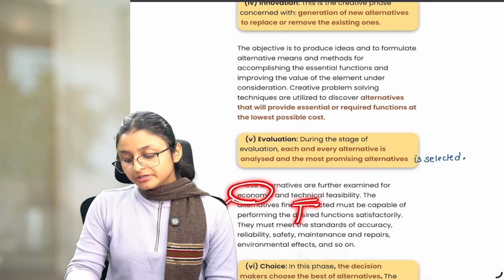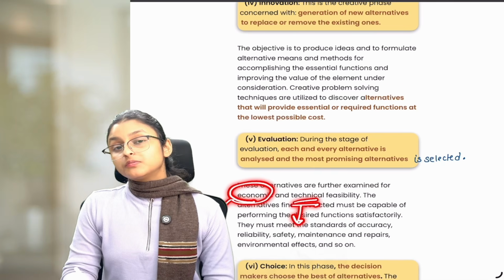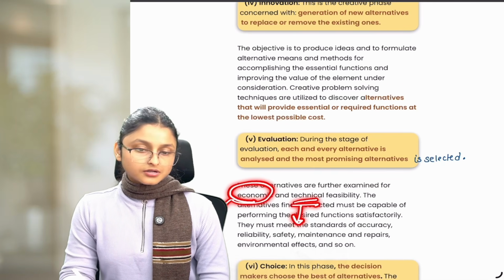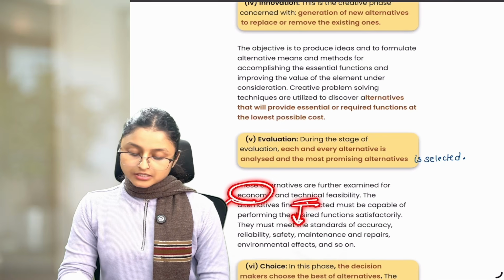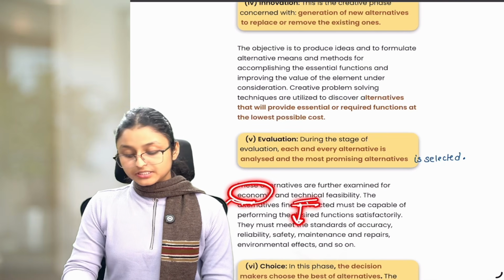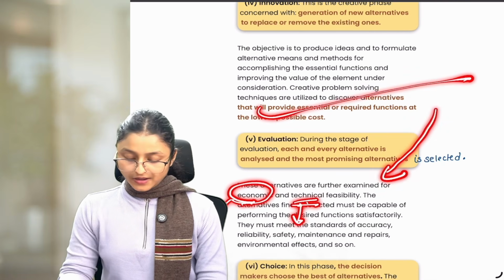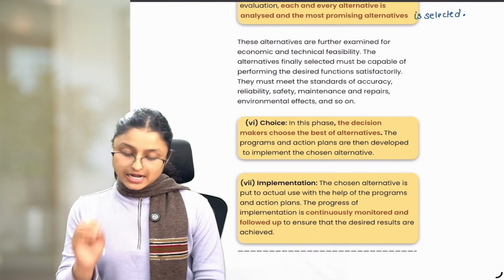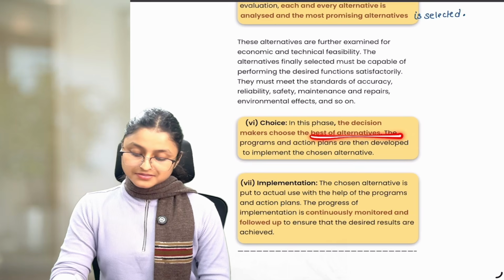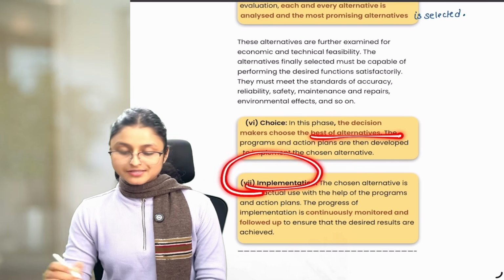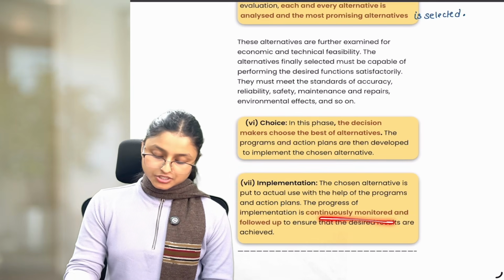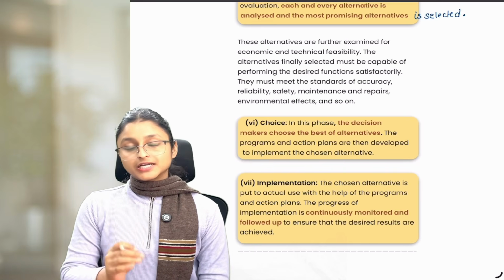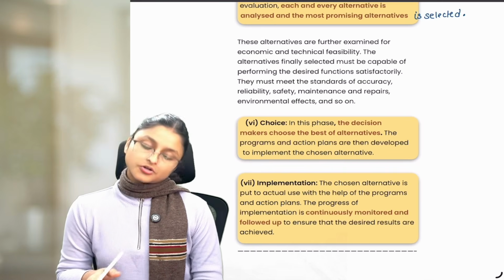And technical feasibility means will it be able to perform the intended function as it is, or will it decrease that function? So on the basis of economic and technical feasibility, all the alternatives will be evaluated. After evaluating alternatives, we will select the best alternative. When you have selected the best alternative, you'll implement the same, and progress of implementation is continuously monitored and followed up so that we can see whether we are able to achieve the desired result or not.